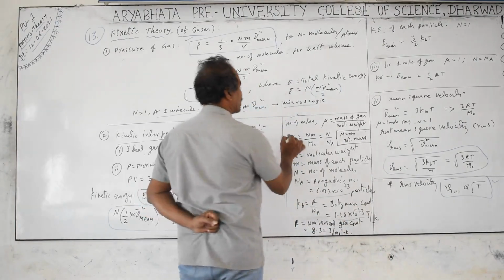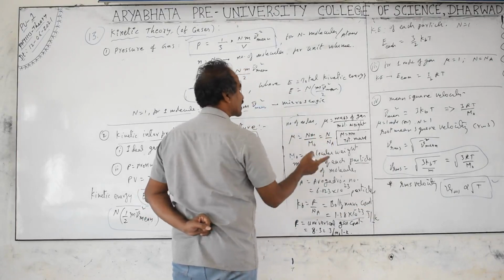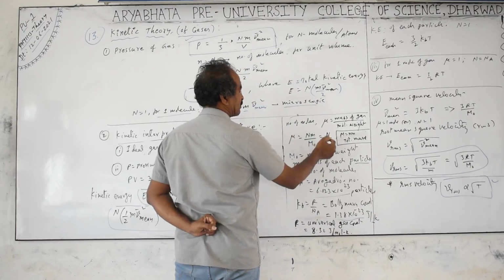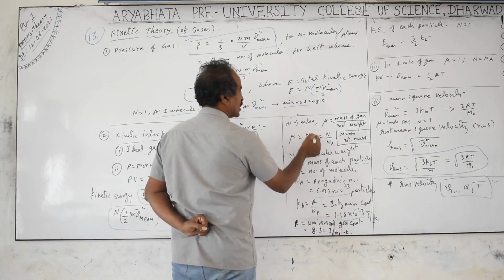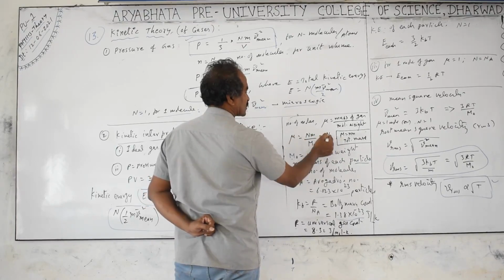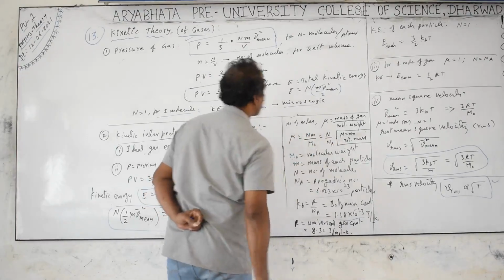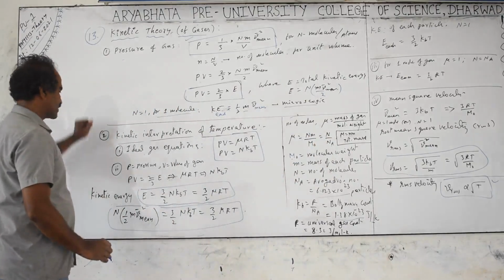Next, if you are taking 1 mole of the gas, it means N equal to Na. In your textbook, wherever N is there, they replace it with Na. But actually that is for mu equal to 1 mole. When mu equal to 1 mole, the total mass becomes the molar mass, and mu being 1 means N equal to Na. The number of particles is equal to Avogadro's number for 1 mole of the gas.